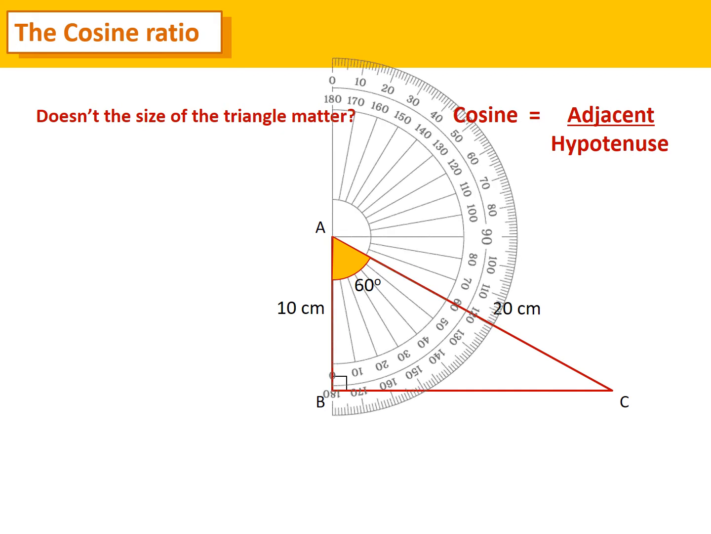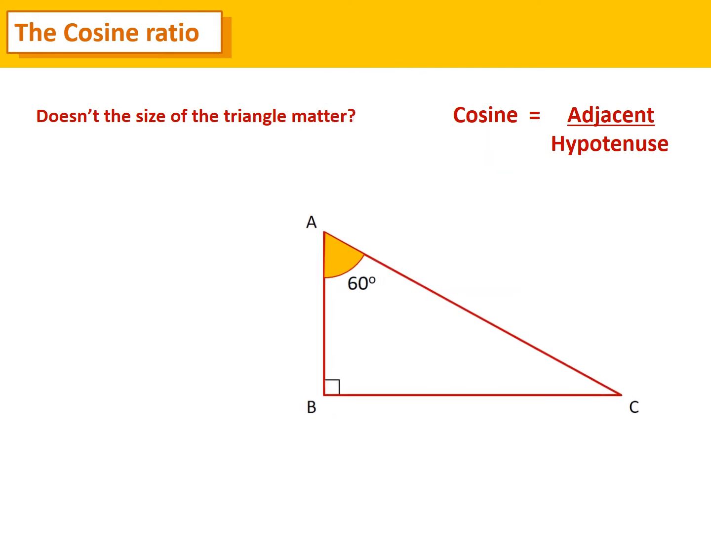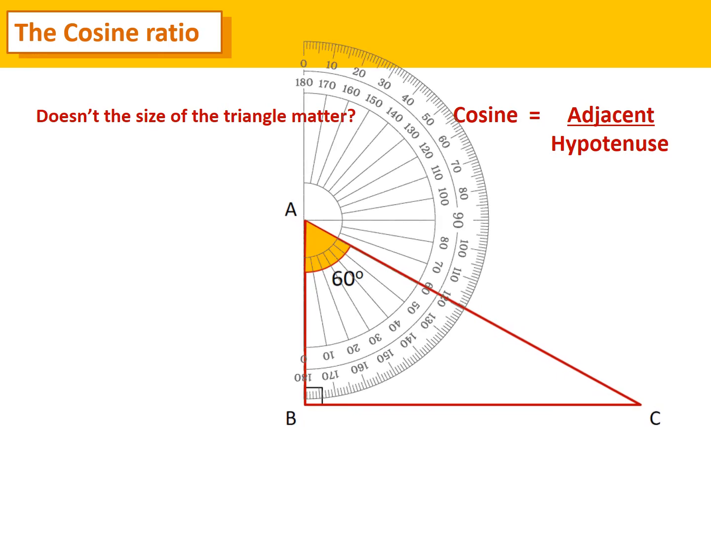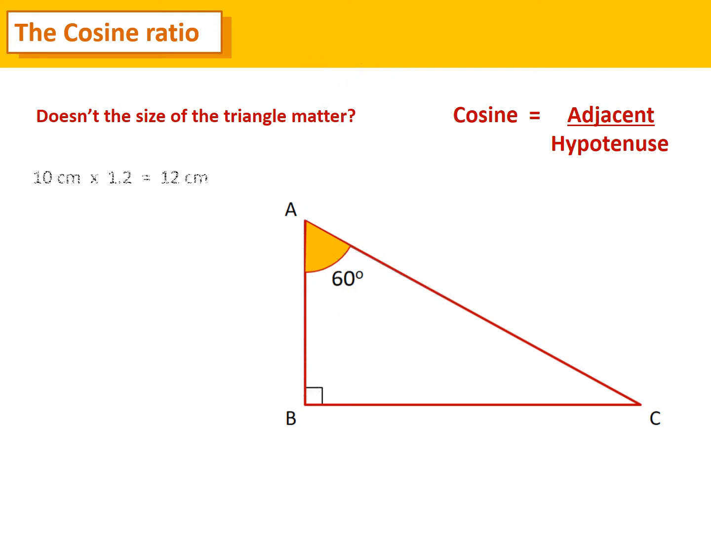In this case, if I put the protractor on the triangle, it shows us, measuring on the inside scale, that the angle is indeed 60 degrees. If I enlarge the shape, the angle still remains at 60 degrees. And in fact, I've enlarged the shape by 20%.